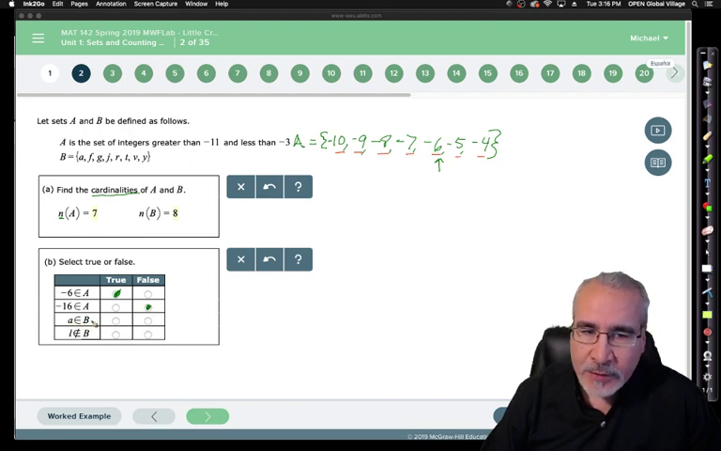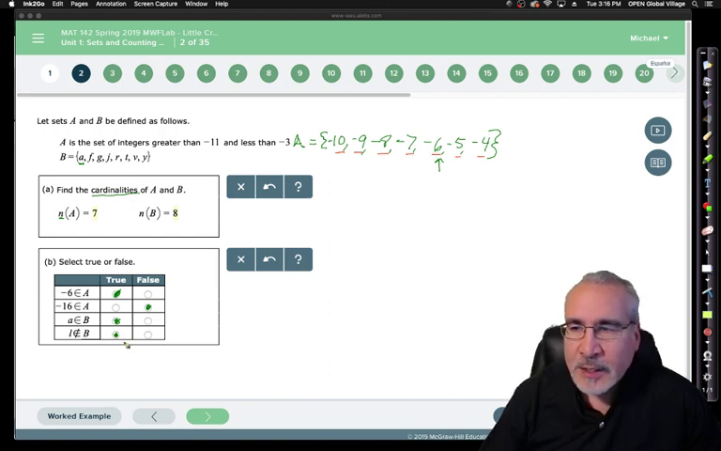Little a is an element of B. We come up to B, there's the a. It is an element, so that is true. And then this last one, the little l is not an element of B. Well, I don't see a little l, so it's not an element of B. So that's actually a true statement. So we'll fill that one in.